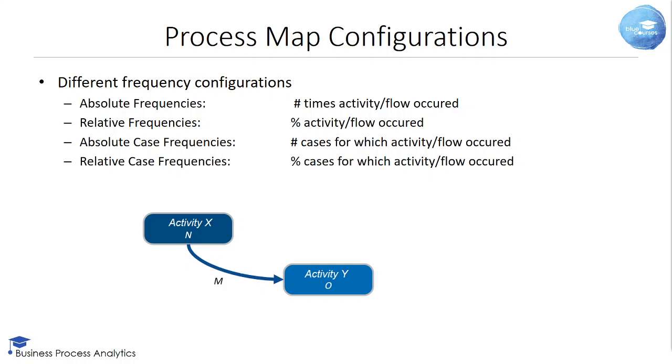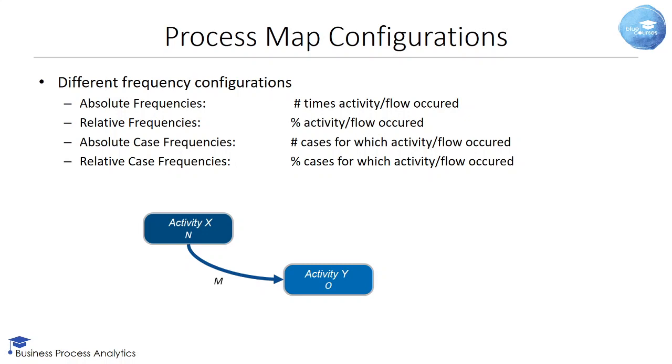A process map with frequencies can still be configured in multiple ways. The default frequency map shown before shows the absolute frequencies of activities and flows. In other words, in this schematic example, activity X was performed n times, and activity X was followed n times by activity Y.